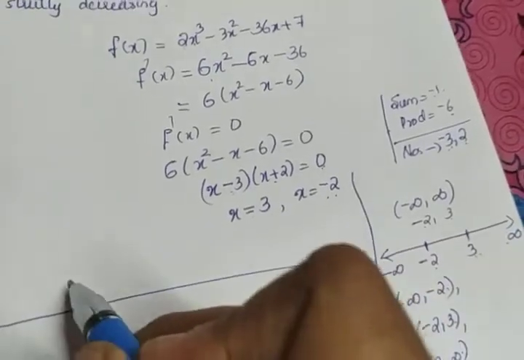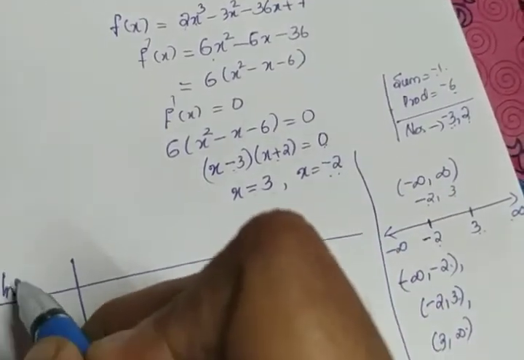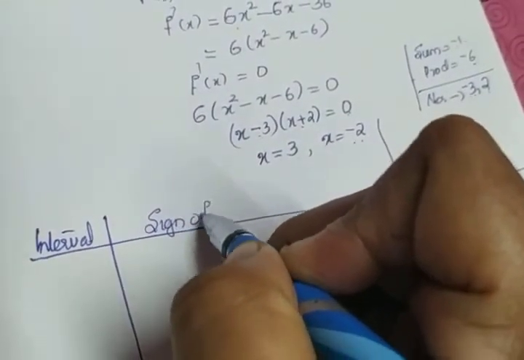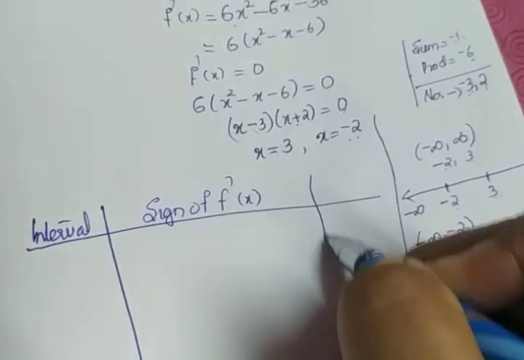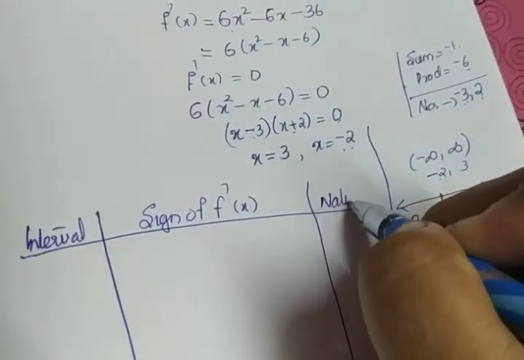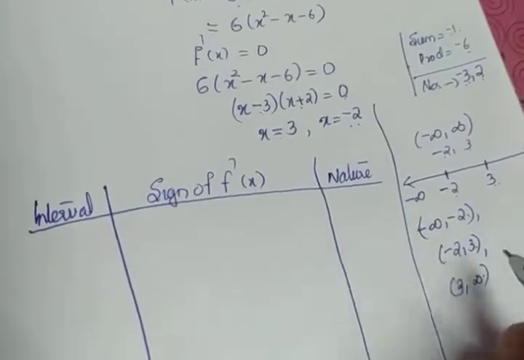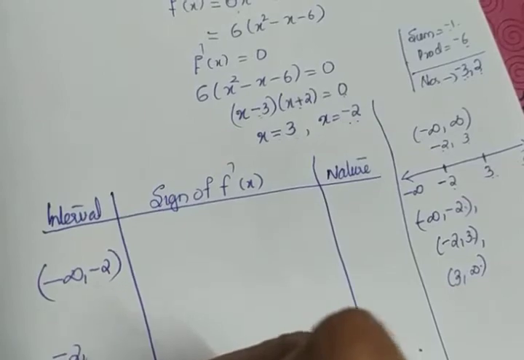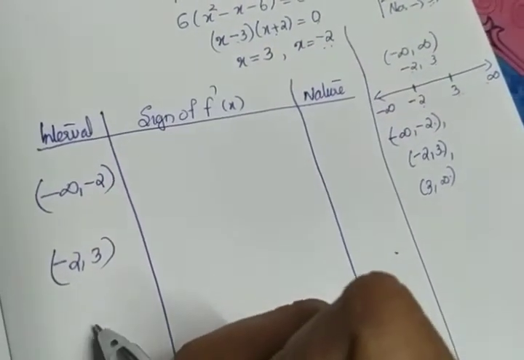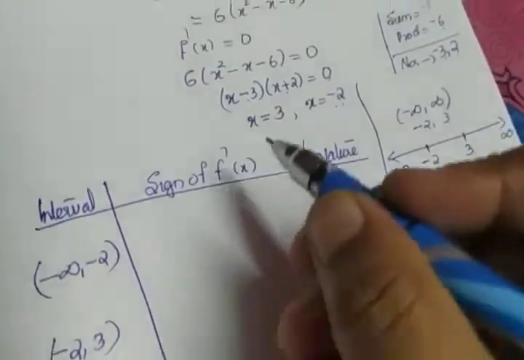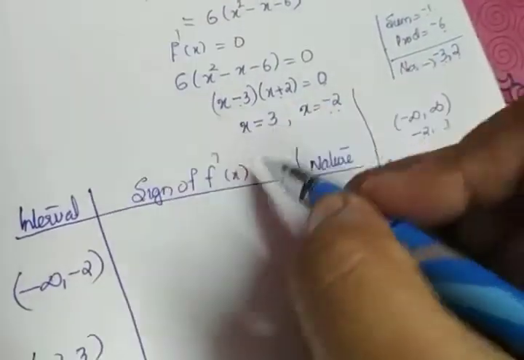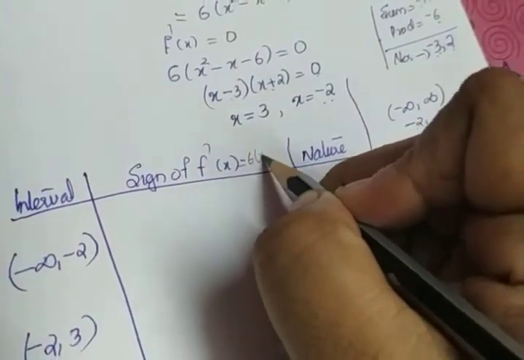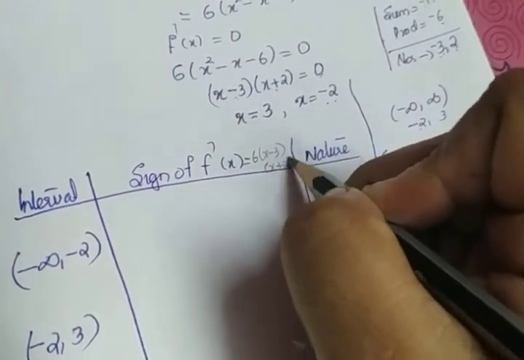So we will draw the table like the previous question. We will write the interval here, here we will write the sign of f dash x, and in the third column we will write the nature of f of x. The first interval we got as minus infinity, minus 2. The second interval we got as minus 2, 3. And the third interval we got as 3, infinity. What is our f dash x? If I want to write f dash x, I can write it as 6 into x minus 3 into x plus 2. Isn't it? 6 is there.